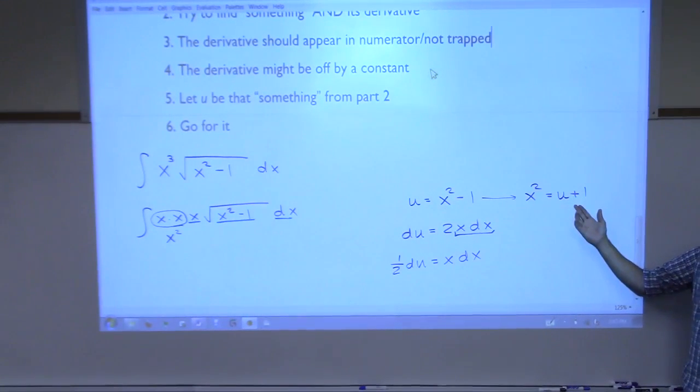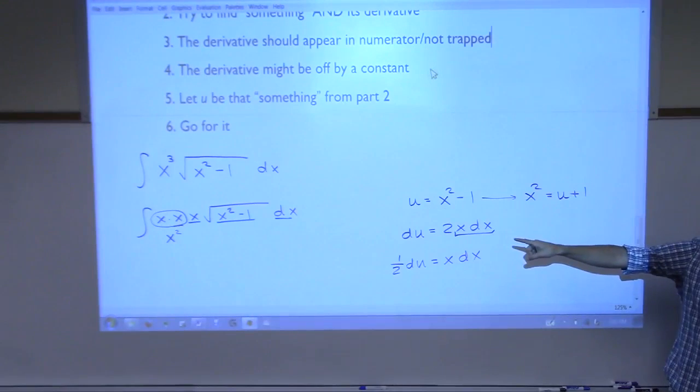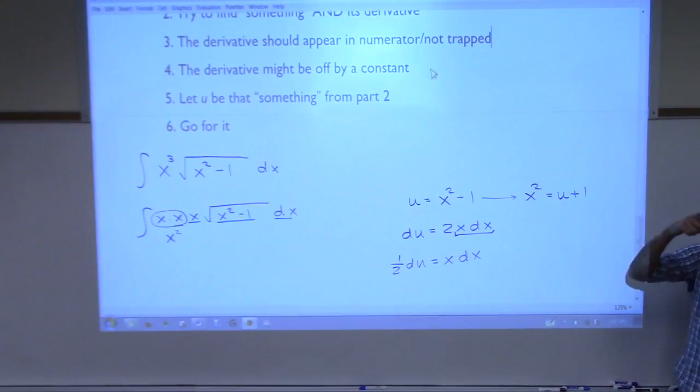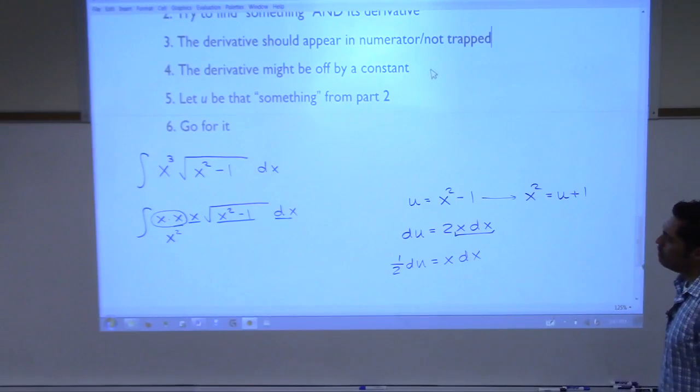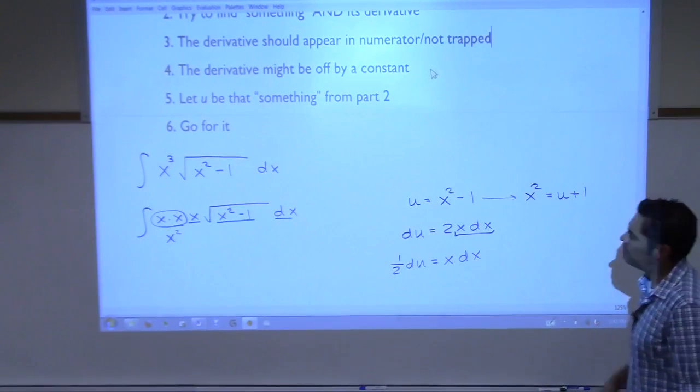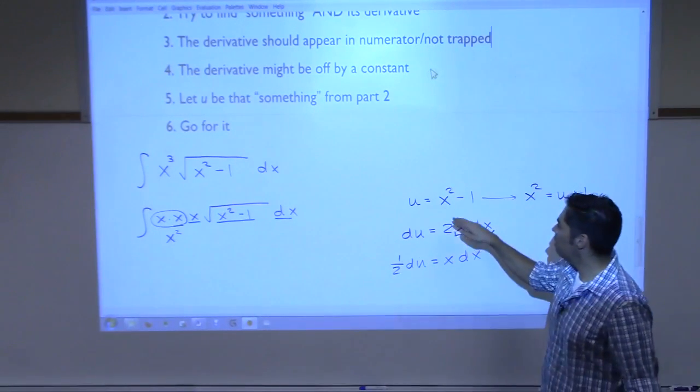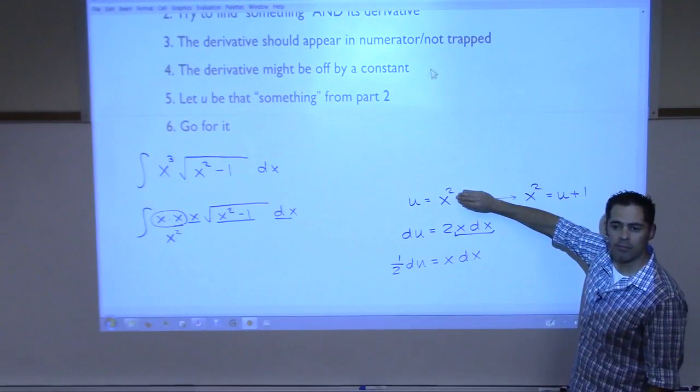And because of that, I can replace that front piece with u minus 1, or u plus 1. Yes? Instead of doing that, could you just make your u x squared? Like, would it be okay to have that minus 1 under the square root? Well, what would happen is, if you did that, the question is, could we have just used x squared?